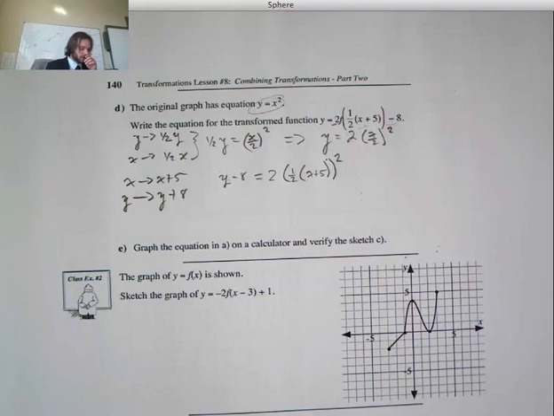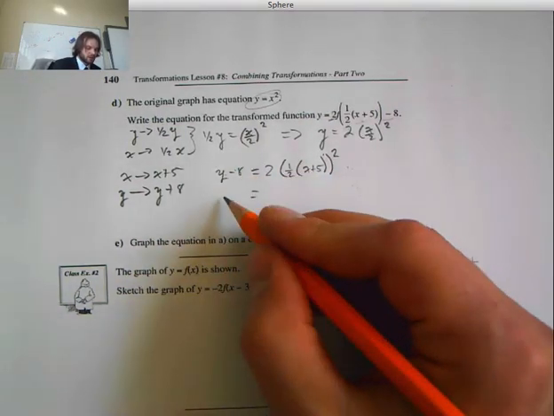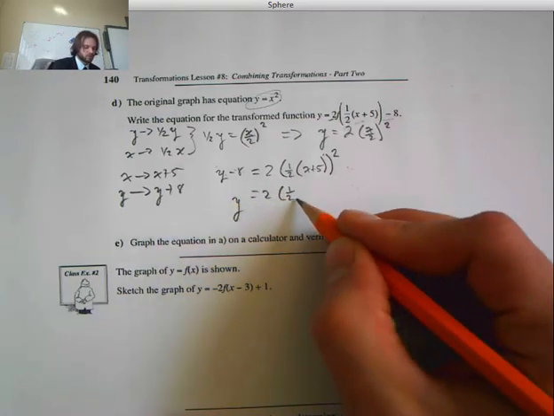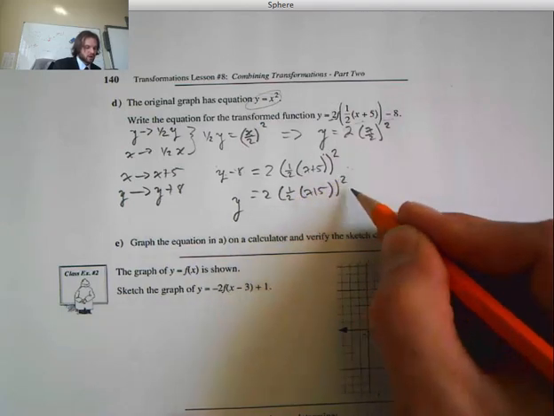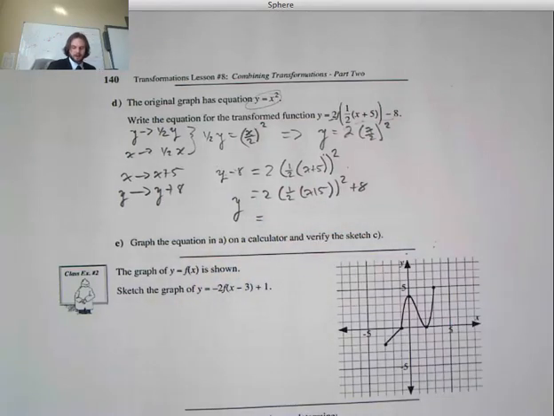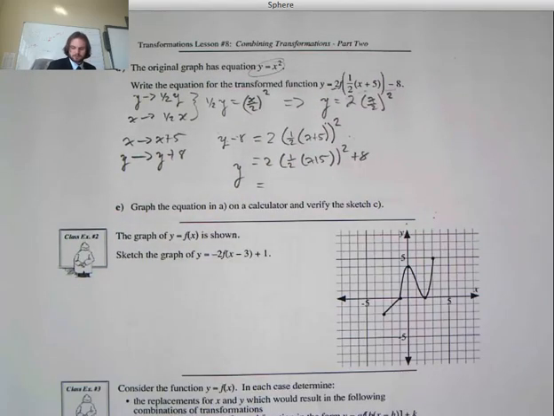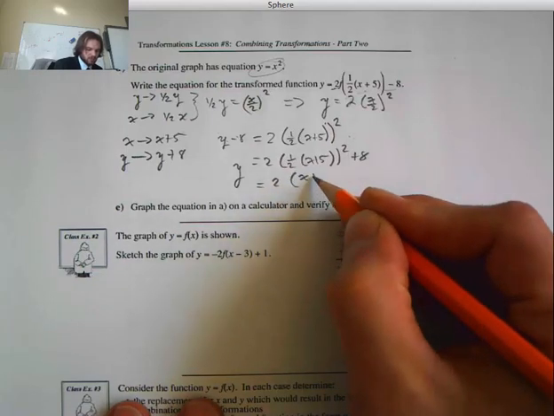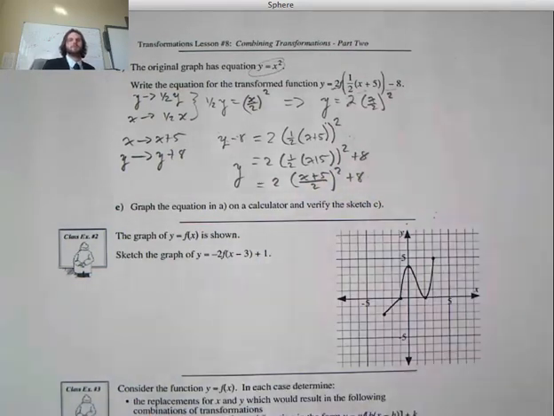Okay? Now let's continue this out. We end up moving this 8 over to that side. So I get y is equal to 2, 1 over 2, bracket, x plus 5, bracket, squared, plus 8. Now if I solve this a little bit more, I'm going to end up getting 2, and we're going to get x plus 5 all over 2 squared plus 8. Okay?